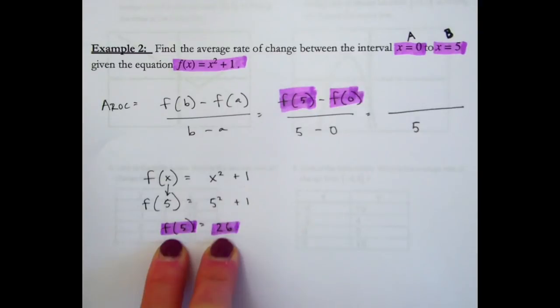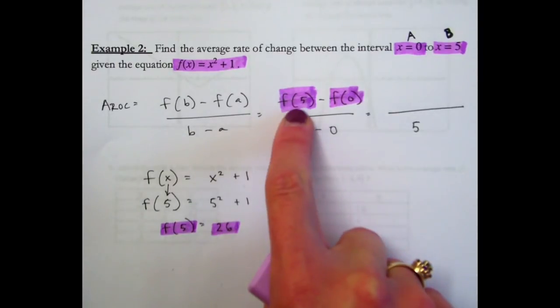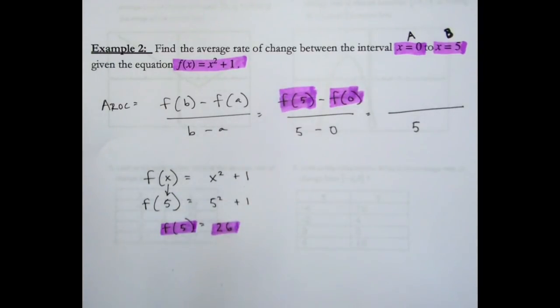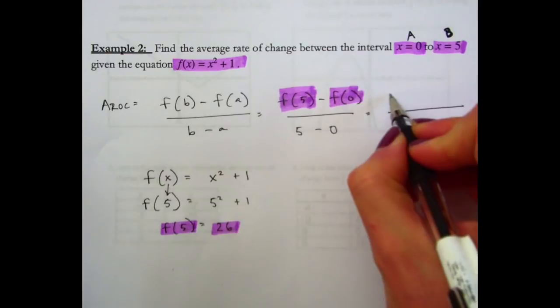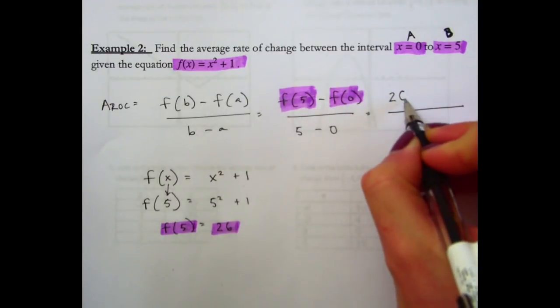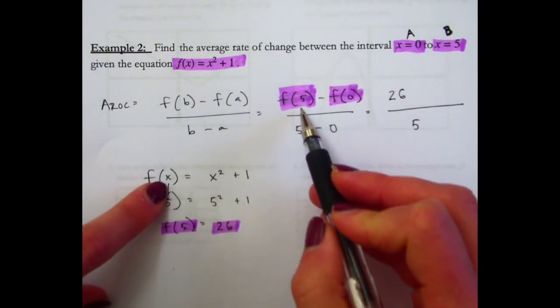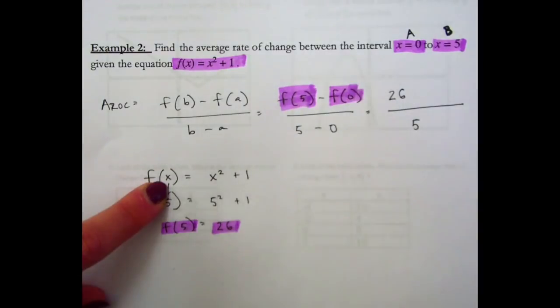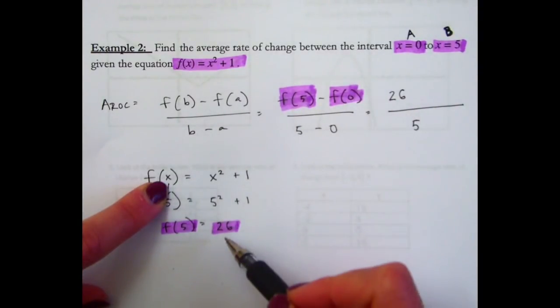So now f of 5 is equivalent to 26. I can replace those two things with each other because they have equivalent value. So this f of 5, I'm going to come back up here and I can say, okay, well, I know f of 5 is 26. For this function, when the input value is equal to 5, the output value is equal to 26.